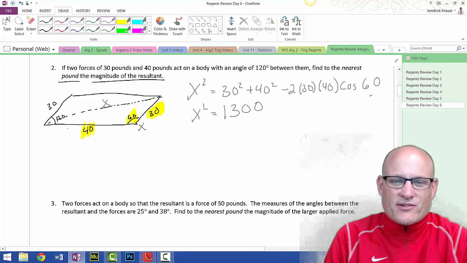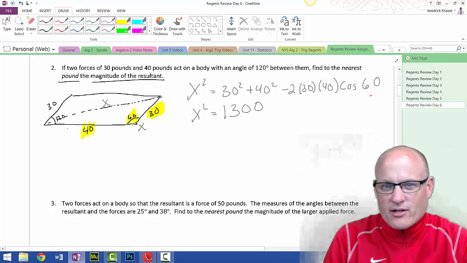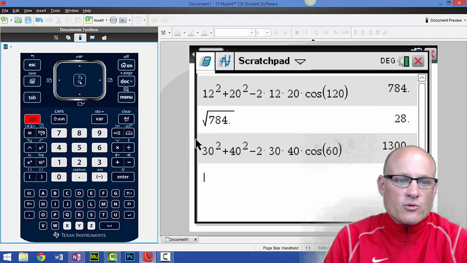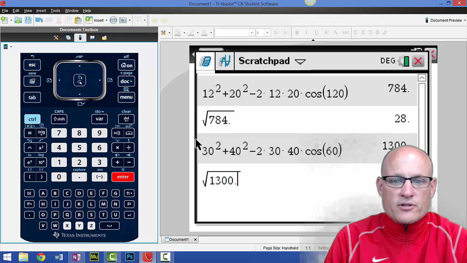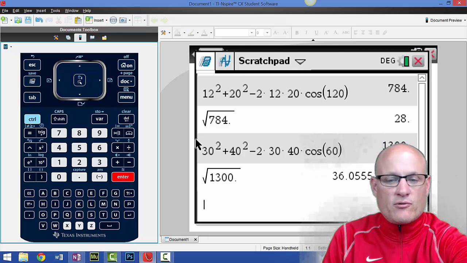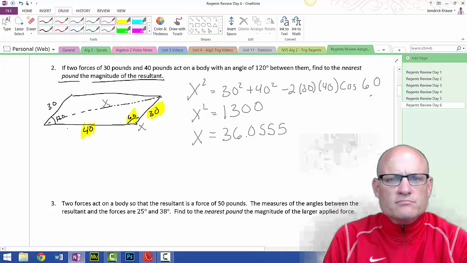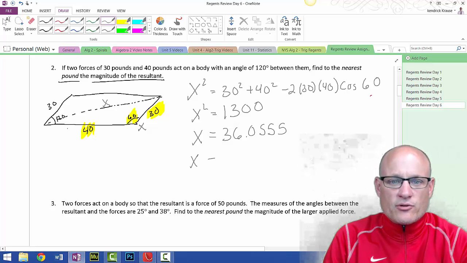Make sure your answer makes sense. Like 1,300 wouldn't make any sense, right? Oh, yeah, I got to take the square root of that. So the square root of 1,300 is 36.0555. Find the nearest pound. Well, that's easy. X equals 36.